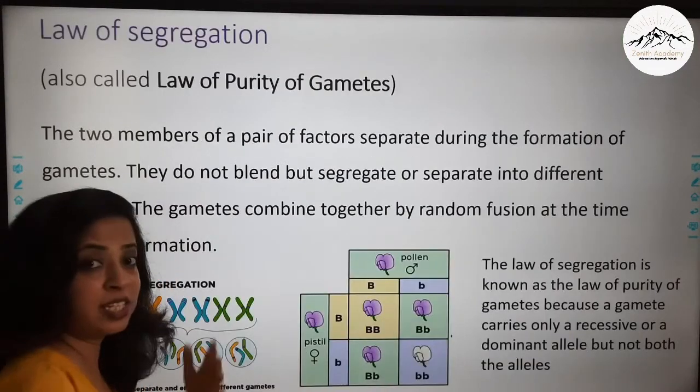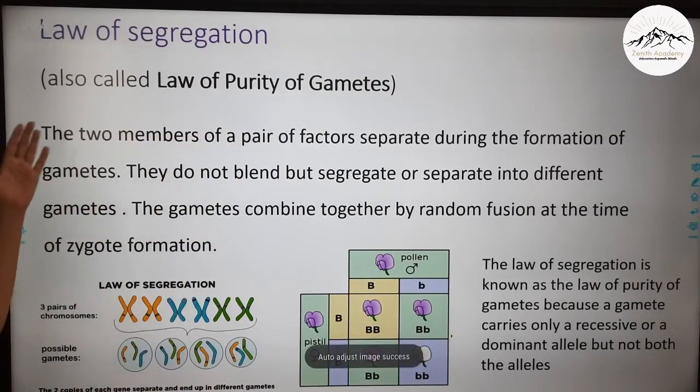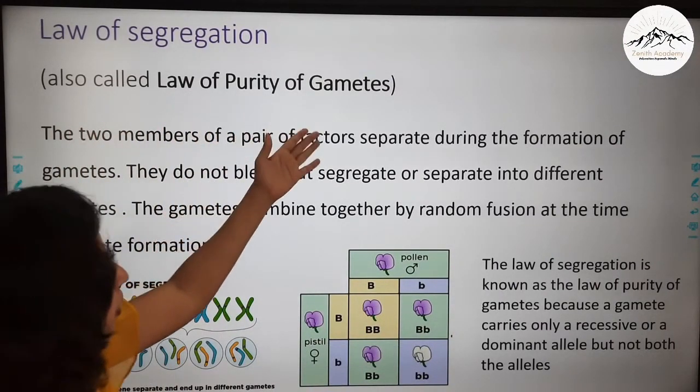Now let's go to the second law, which is law of segregation. Now this law is also called law of purity of gametes.